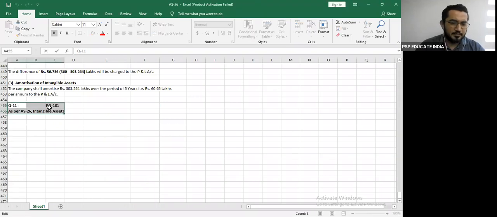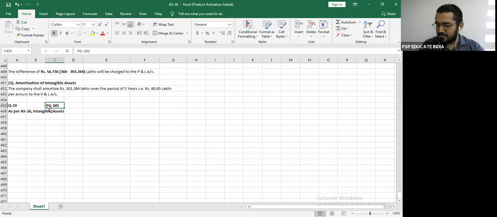Put your first statement. As per AS-26 intangible assets, we are doing question number 19, which is on page number 188. What do we have to do in the question? Calculate the amount of cost to be capitalized.